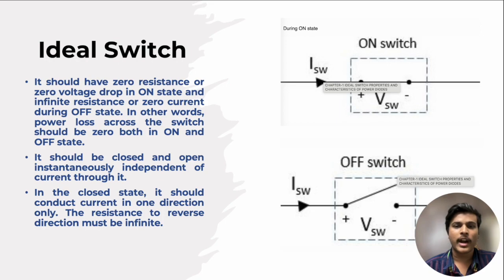Now, ideal switch. Ideal switch is nothing but an imaginary switch. It should have zero resistance or zero voltage drop in on state, and during off state, infinite resistance or zero current. In other words, the power loss across the switch should be zero both in on and off state.